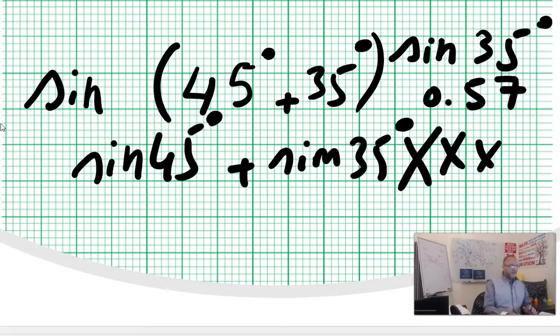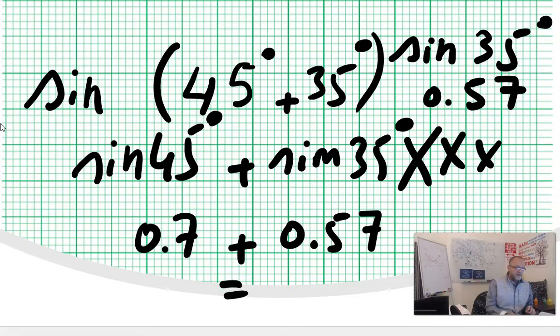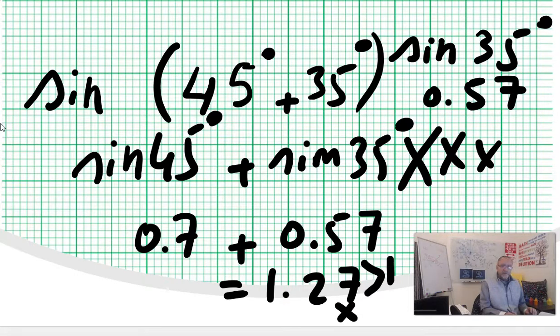Look at it. If you do it like this, what's sine of 45? Sine of 45 is square root of 2 divided by 2, which is around 0.7, I believe. And sine of 35, I told you, it's 0.57. So the answer will be 1.27. But this is more than what? 1. So it's wrong. There is no sine that is more than 1. All the sines are between minus 1 and plus 1. Remember that? It's a proper fraction.